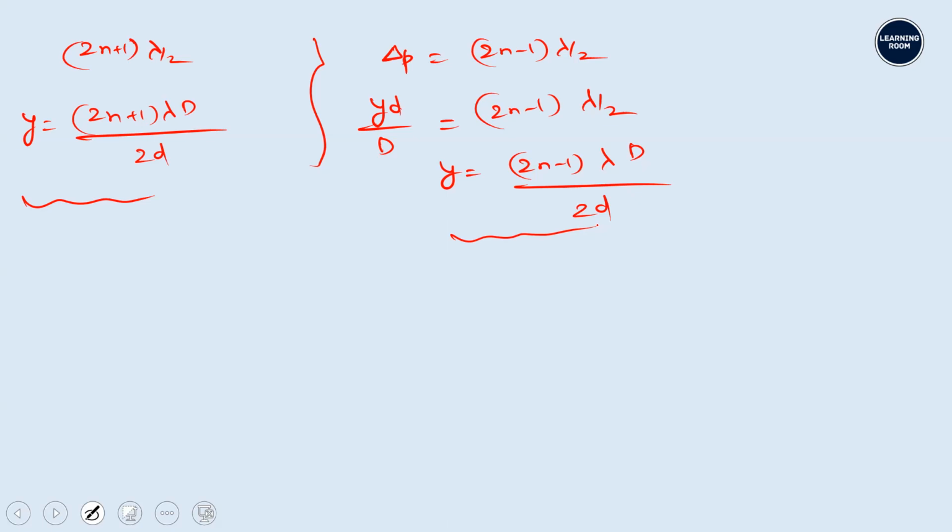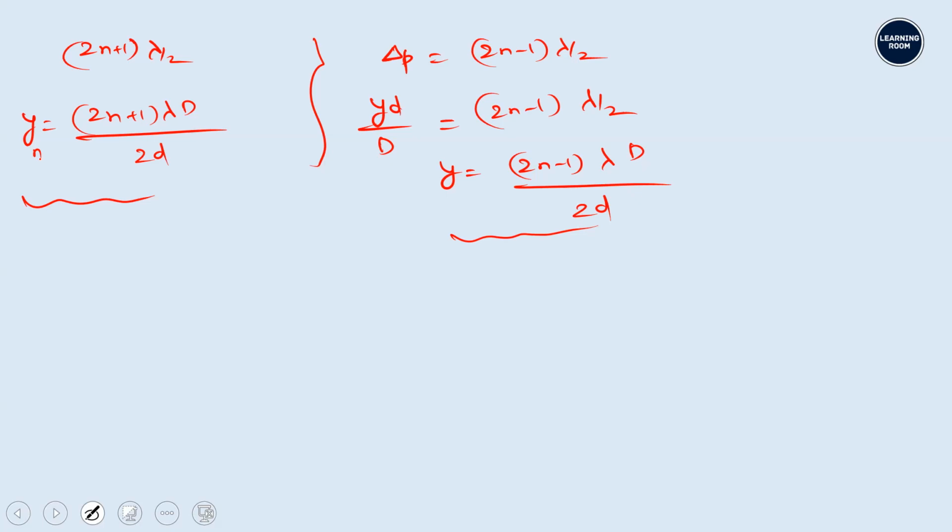Suppose I cannot put n here. In both cases, I cannot put the same subscript. Let's see why. Suppose I put n here. Then if I put n equal to 1, what do I get? In this expression, I'll get 3 lambda D divided by 2d. But what are we missing? We know that the central spot is a bright spot. After that, where is the first bright spot?